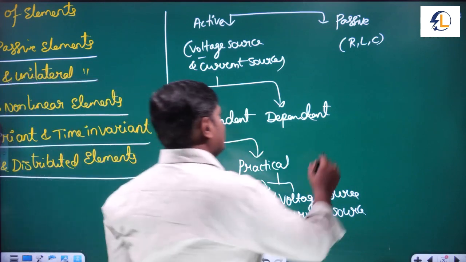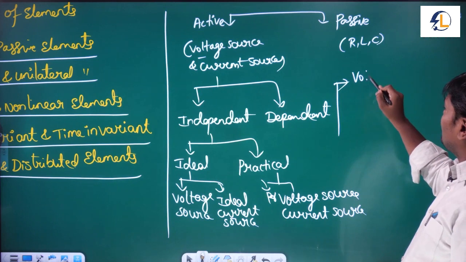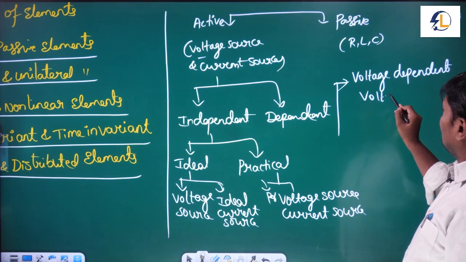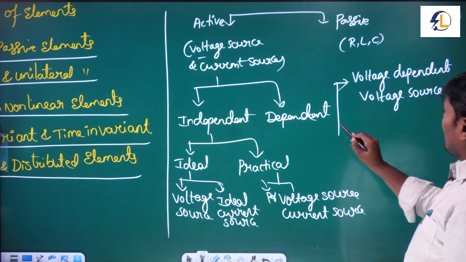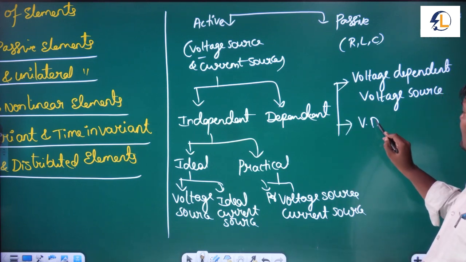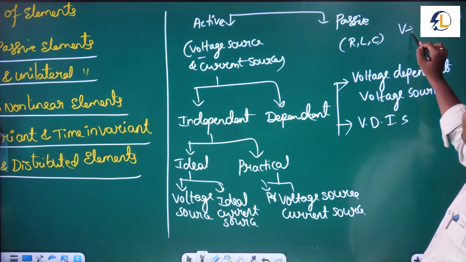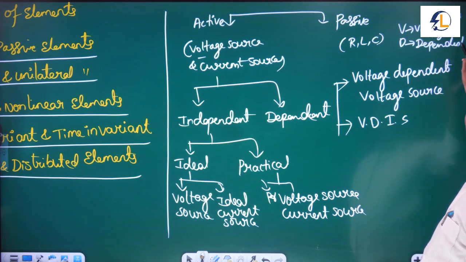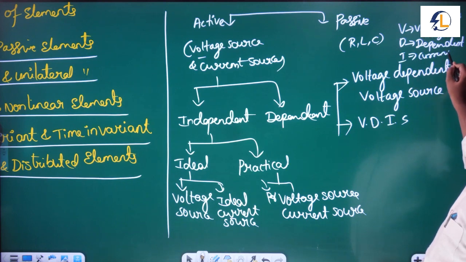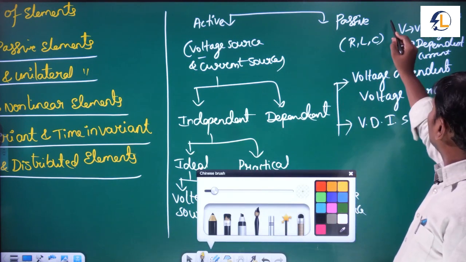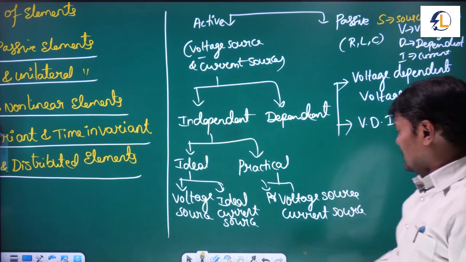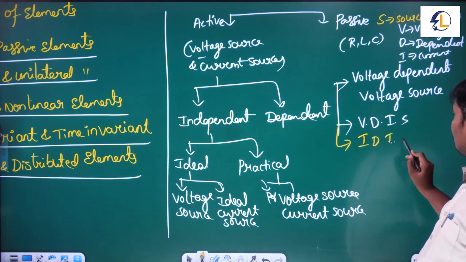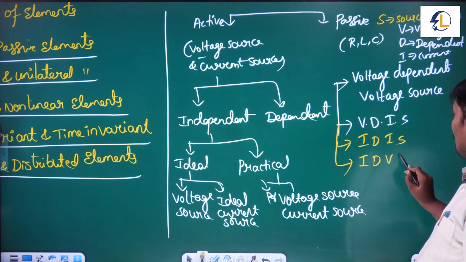In these dependent sources, we are having 4 types. That is voltage dependent voltage source, and the second one is voltage dependent current source. Here V is the voltage, D is called the dependent, I is called the current, and S is called the source. Here I am writing in a shortcut way. Voltage dependent current source, current dependent current source, and current dependent voltage source.